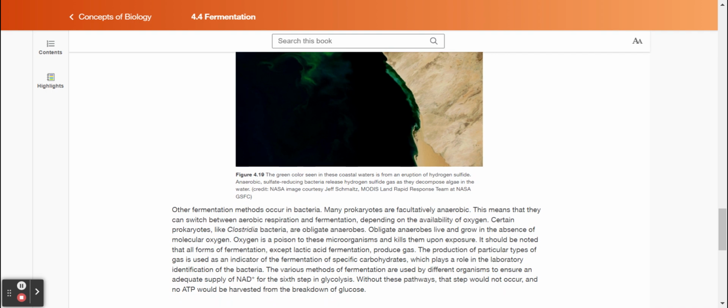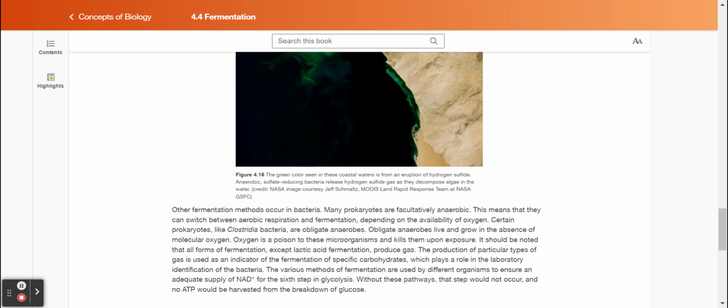Other fermentation methods occur in bacteria. Many prokaryotes are facultatively anaerobic. This means that they can switch between aerobic respiration and fermentation depending on the availability of oxygen. Certain prokaryotes, like Clostridia bacteria, are obligate anaerobes. Obligate anaerobes live and grow in the absence of molecular oxygen. Oxygen is a poison to these microorganisms and kills them upon exposure.